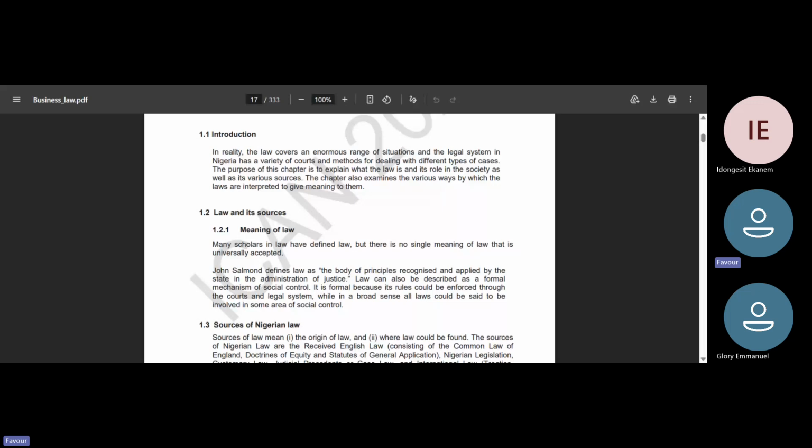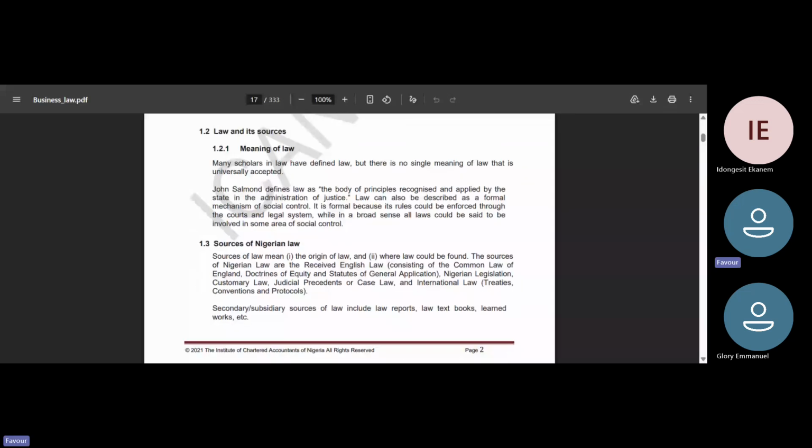When we say sources of law, this can be where the law originated from, or where the law could be found. So source of law means two things: the origin of the law and where the law could be found. Nigeria basically sourced its law from received English law, Nigerian legislations, customary law, case law, which is also called judicial precedents, and international law.